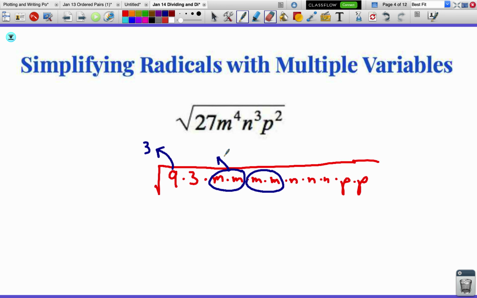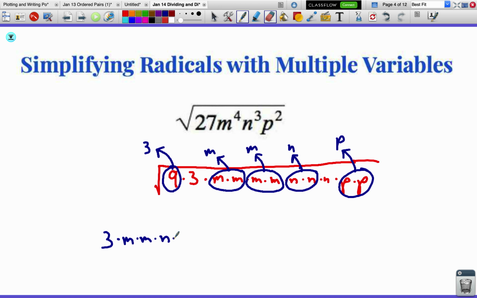So an m can get out here. I can make another group of m's and a single m gets out here. Make another group of n's and a single n gets out here. And then make a group of p's and a single p gets out here. Now regroup everything that got out. So 3 times m times n times p times the square root of, now write everything that's left behind, a 3 and an n.